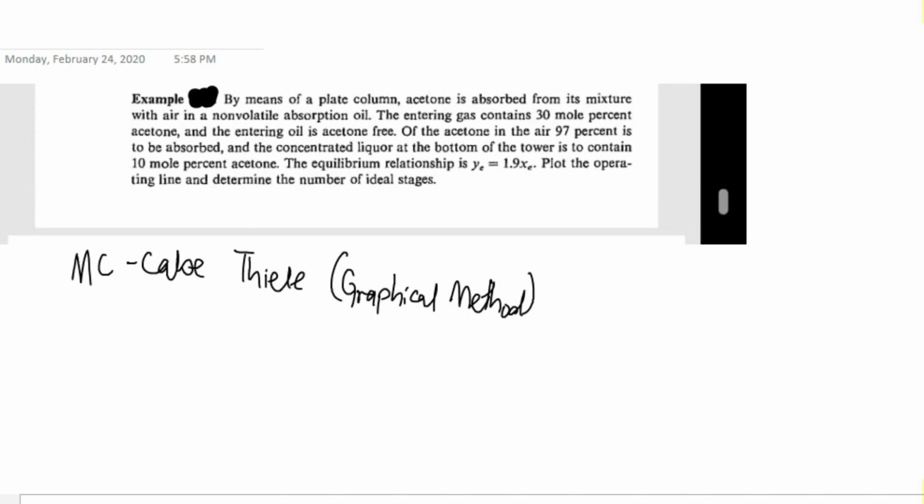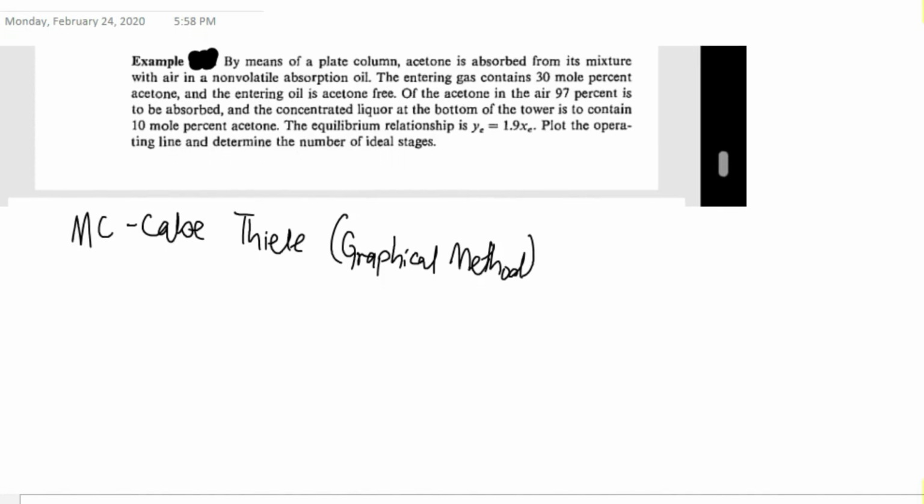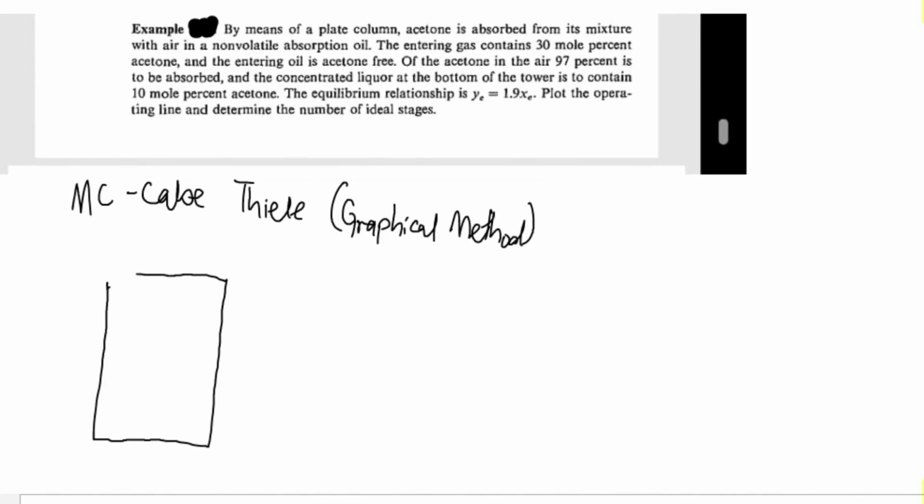The question says, by means of a plate column, acetone is absorbed from its mixture with air in a non-volatile absorption oil. This is my separation column. This is the first inlet. This is the other inlet. This is the first outlet. And this is the other outlet. This is my inlet liquid phase, LAXA. This is my vapor inlet, VBYB. This is my liquid outlet, LBXB. And this is my vapor outlet, VAYA.